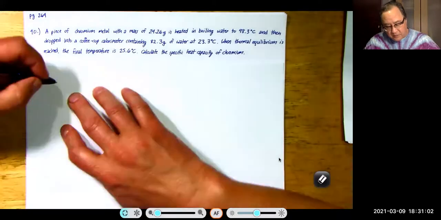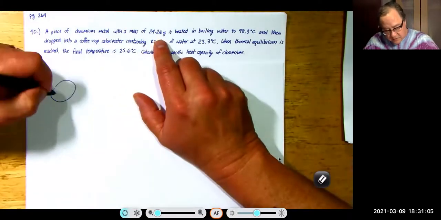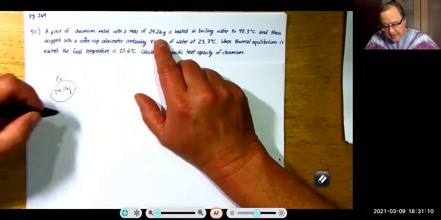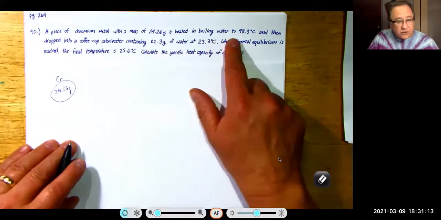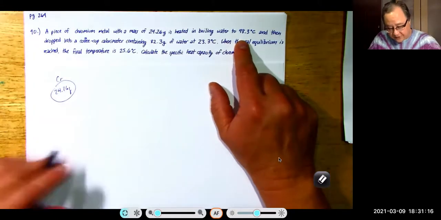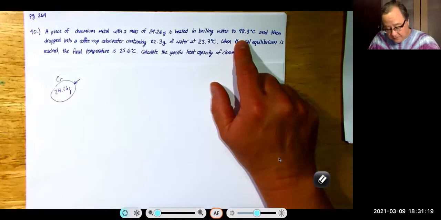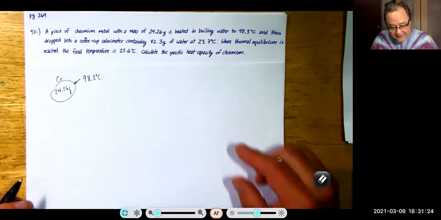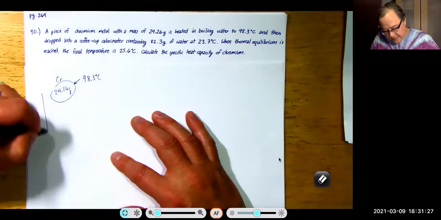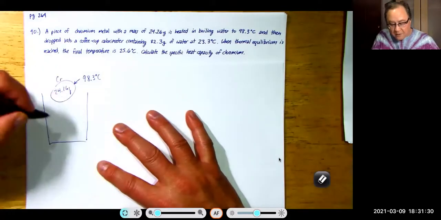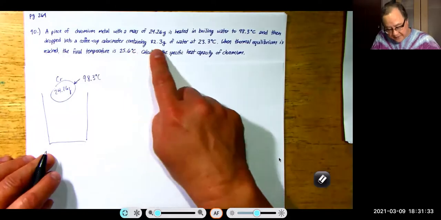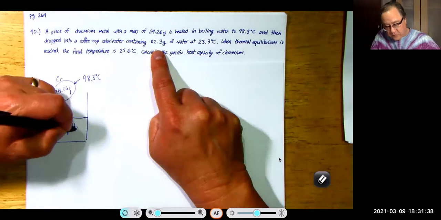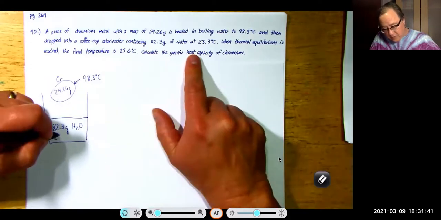We have chromium metal with a mass of 24.26 grams. So that's my chromium metal. And it is heated in boiling water to 98.3 degrees Celsius. So when you take it out of the boiling water, it is 98.3 degrees Celsius, and it'll stay that way for a second. And you take that hot piece of metal and you drop it into a coffee cup calorimeter containing 82.3 grams of H2O with a temperature of 23.3 degrees Celsius.